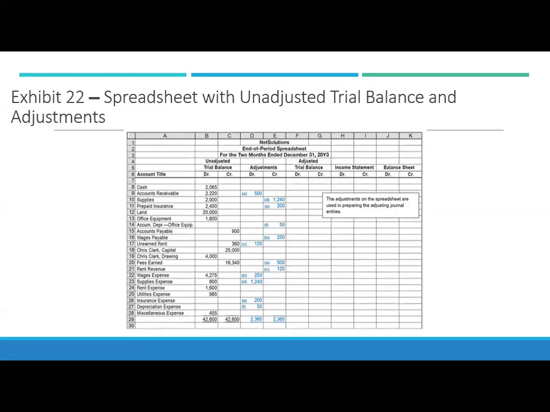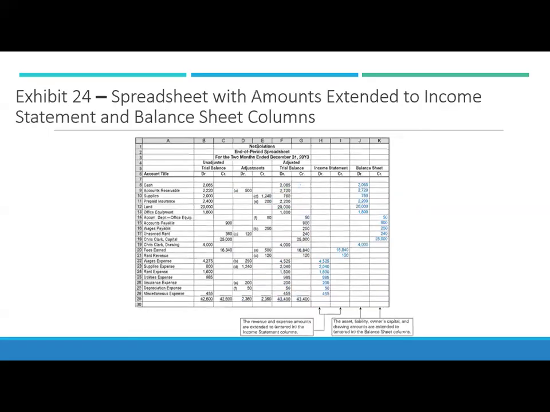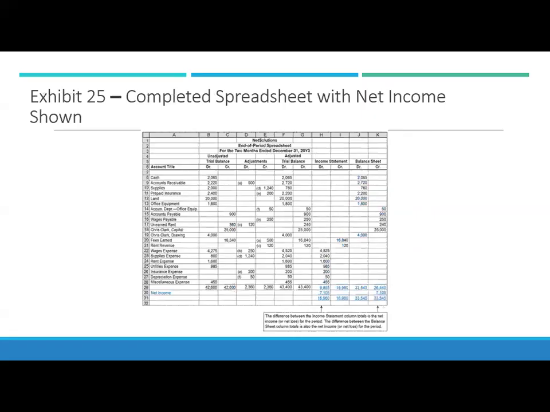And then prepare the adjusted trial balance. Then all of that just goes straight to the income statement and the balance sheet. We can prepare it right from there. And then we can have something on the bottom that shows how much the net income was for the period.